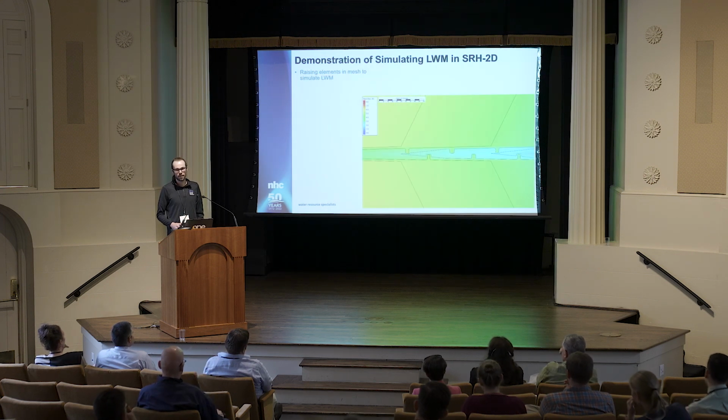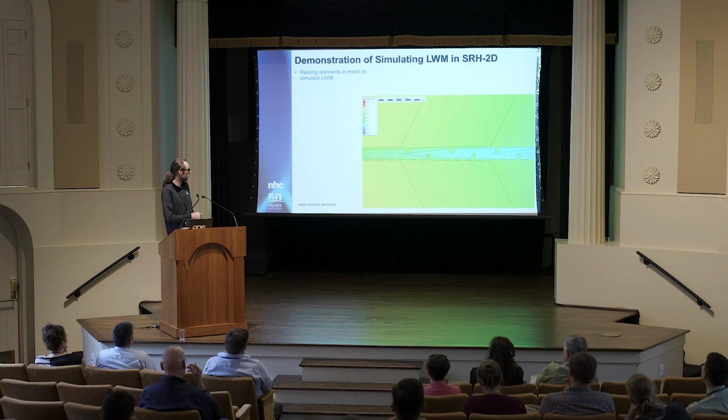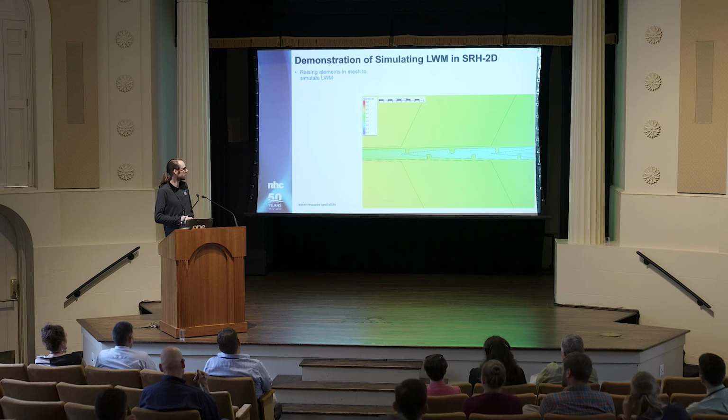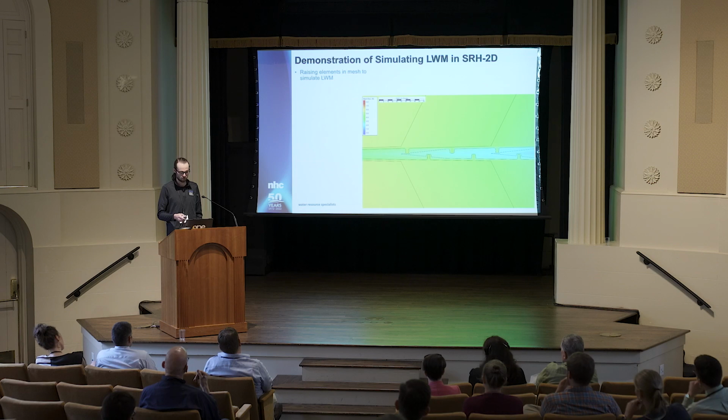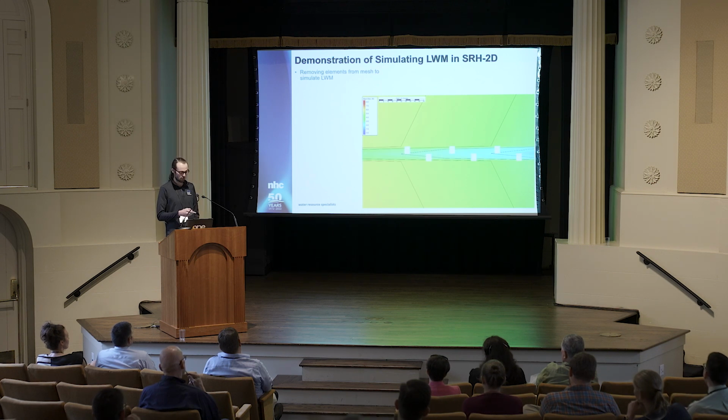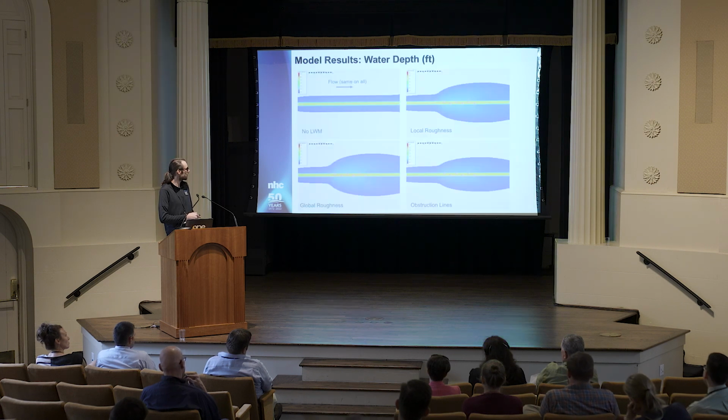Okay, now this is the method. This is a view of the mesh now with the elements turned off, but the lines represent the elevation contours in the mesh. So you can see each of these protrusions throughout represent those elements being raised to represent the logs. And then there's an example, just if I flip back and forth, you can see they're in the same spot. And then likewise with removing those elements from the mesh entirely was the last technique.